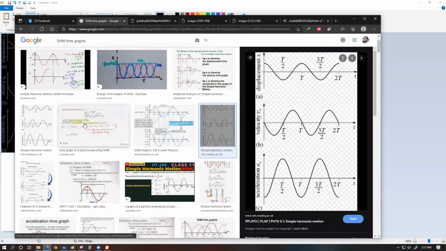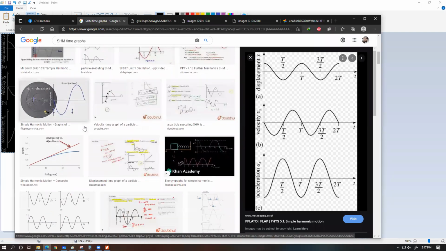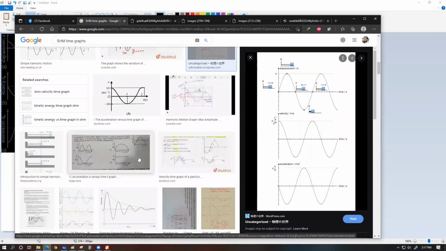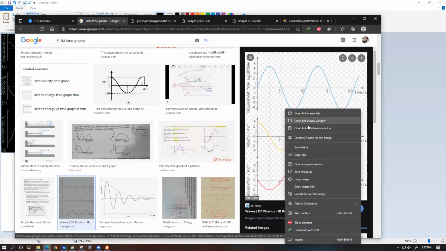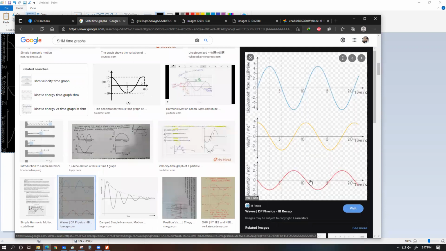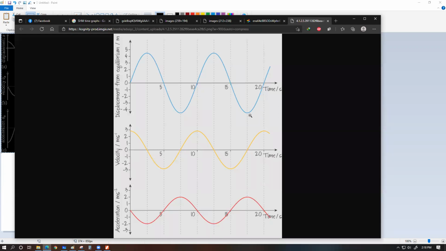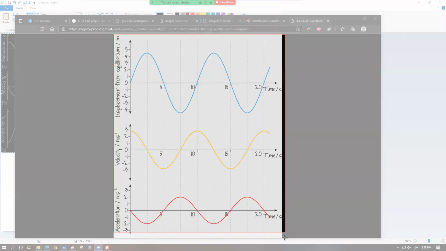I'm trying to find another graph which is going to be the sine graph. Give me a sine graph. This is a good graph. Yeah, this is actually an informative one. Yep, I can take this one. Open image, new tab, screenshot this.